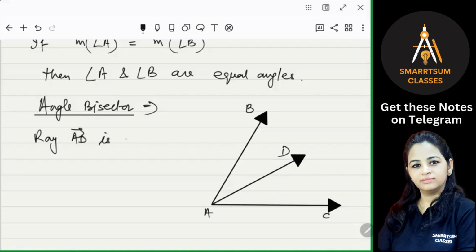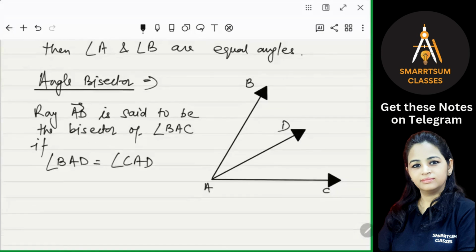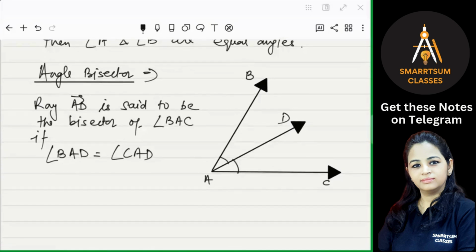So here what we say, ray AD is said to be the bisector of angle BAC. When will we say bisector? If angle BAD is equal to angle CAD. Means when this AD divides the angle into two equal halves, when these are equal, angle BAD is equal to angle CAD. In that case, we say that ray AD is the bisector of angle BAC. Is that clear? Are you getting it?